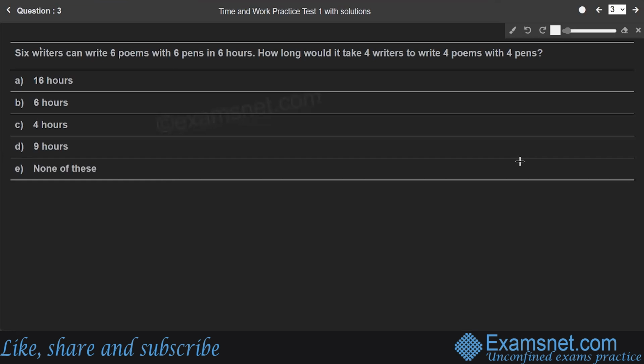Question 3. 6 writers can write 6 poems with 6 pens in 6 hours. How long would it take 4 writers to write 4 poems with 4 pens? An easy question, students. Here, there are 6 writers, they can write 6 poems with 6 pens in 6 hours, right?